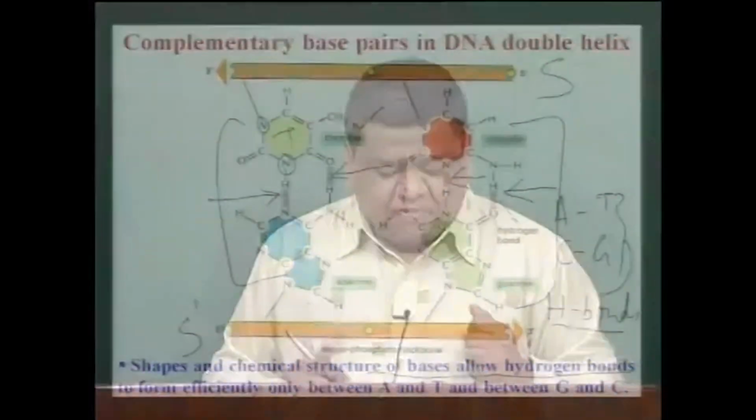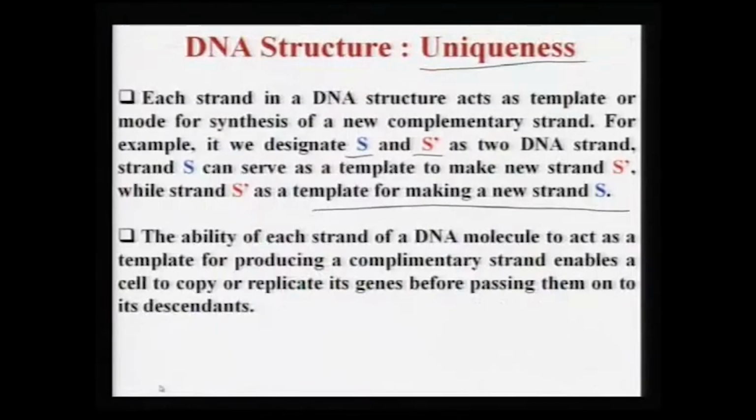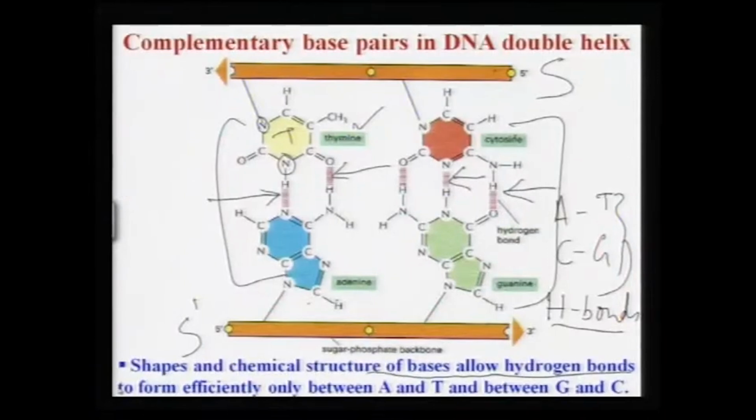So, this individual strand S and individual strand S prime can serve as a template to produce the opposite strand, either S prime or S. Is it clear? So, this S and S prime can serve as a template. That is the uniqueness of the structure, and the ability of each strand of a DNA molecule to act as a template for producing a complementary strand enables a cell to copy or replicate its genes before passing them on to its descendants. Now look at this slide and try to understand.